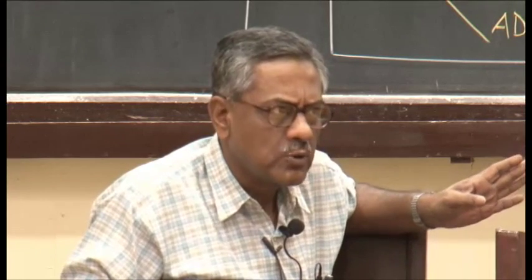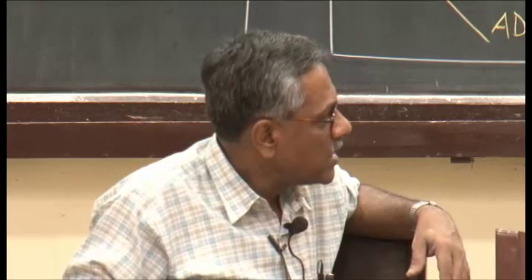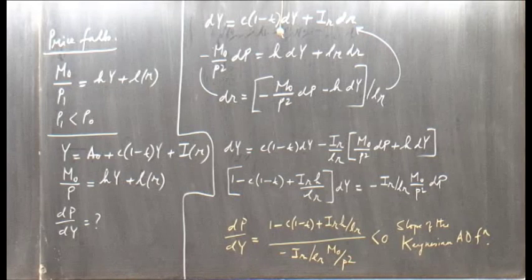It's normally downward sloping, but it can become vertical. Now, when will it become so? What will happen in the extreme classical position if LR is 0? Classical macroeconomists would say there was no speculative demand for money. If LR becomes 0, what happens to dp/dy? IRH divided by minus IR, so IR and minus IR go away. So you get H into P square over M naught, which is the quantity theory, the classical demand function.